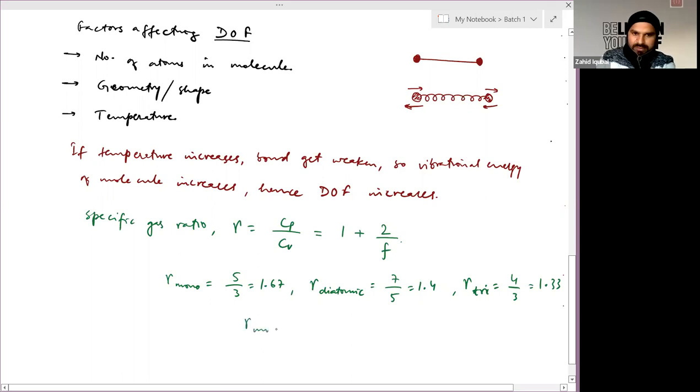So gamma for monoatomic is maximum, then diatomic, and then triatomic. And these all should be greater than 1, but always less than 2. I'm just calculating the degree of freedom of gamma for one particle or one molecule. If you have to calculate for n number of particles, just multiply it by n to get the total degree of freedom.